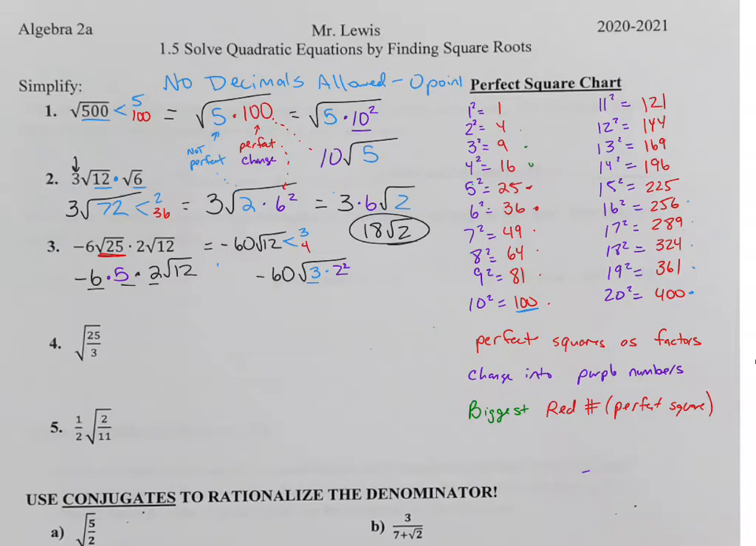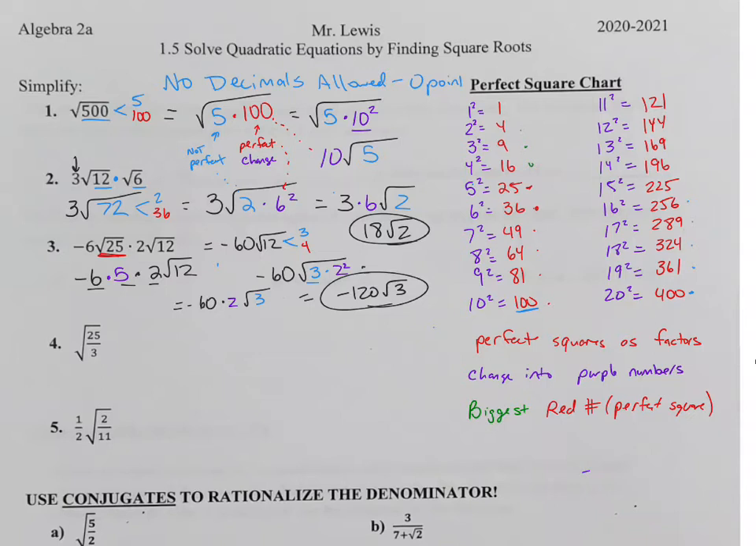So it's going to become negative 60 times the 2. And inside the jail is 3. So my best answer should be negative 120 square roots of 3, or negative 120 radical 3. All right, good.